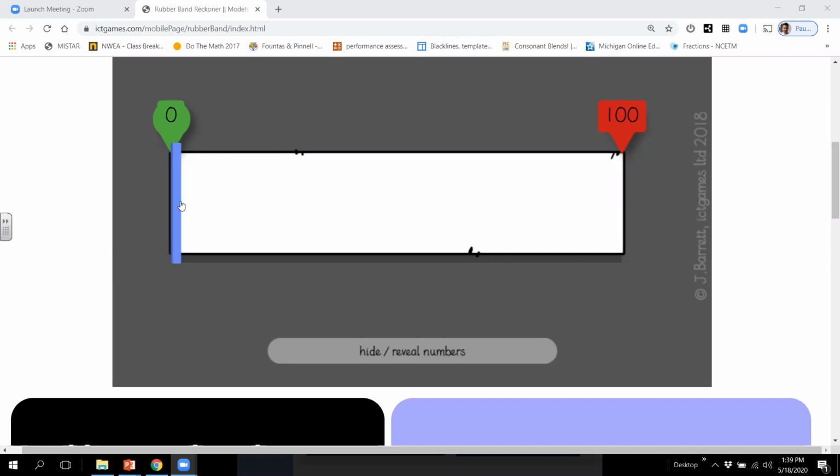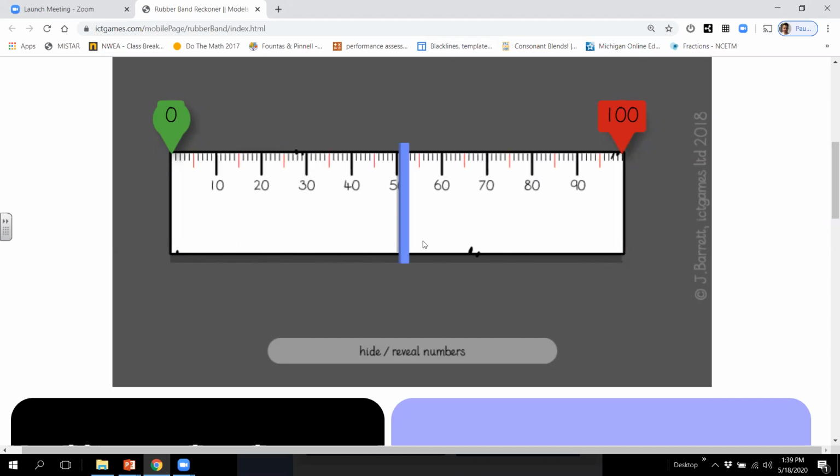Okay, I'm going to go ahead and move this rubber band down. If we take a look, what we have is a blank number line. It starts at 0 and goes all the way up to 100. So what I want you to do is think about what number I would be at. I'm almost exactly in the middle right now. So what number do you think I'm at if I'm almost in the middle between 0 and 100? And I was at basically 50, maybe 50 or 51.